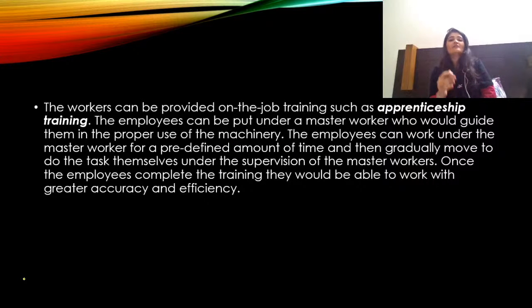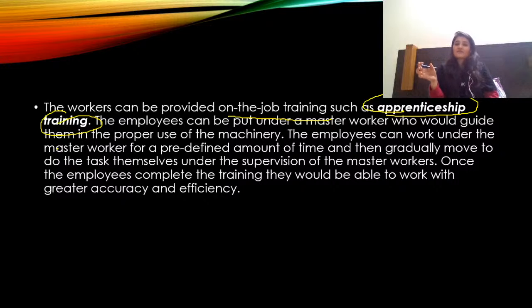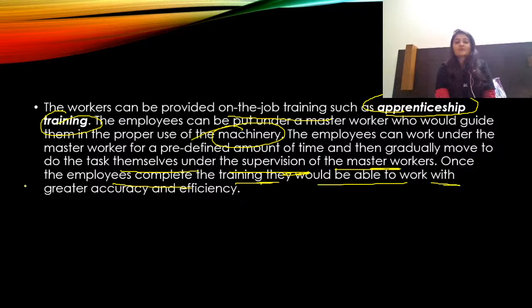So the worker could be provided on-the-job training, such as apprenticeship training. Okay, so the employee can be put under a master worker who would guide them in the proper use of the machinery. So the employee can work under the master worker for a predefined amount of time and then gradually move to do the task themselves under the supervision of the master worker. So once the employee completes the training, they would be able to work with greater accuracy and efficiency.